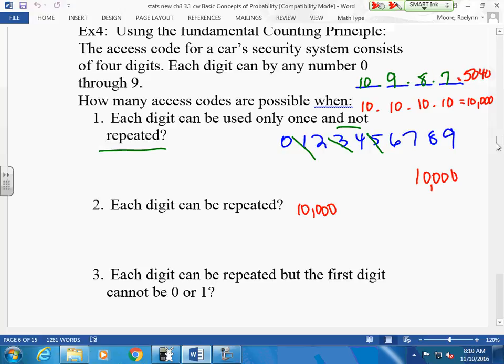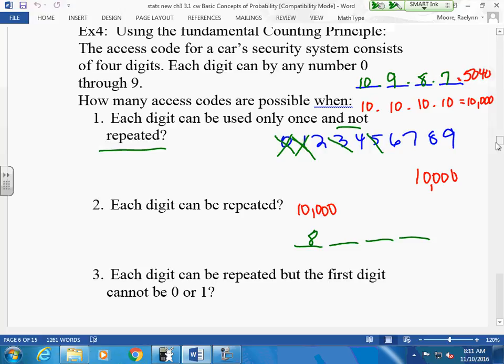Now, here's another scenario. Each digit can be repeated, but the first digit cannot be a 0 or a 1. So again, start with you have 4 possible things. I can repeat, but the first digit cannot be a 0 or a 1. So out of this, I can't use a 0, I can't use a 1. So how many choices do I have for my first position? 8. I took 2 away. I can't use a 0 or a 1, right?